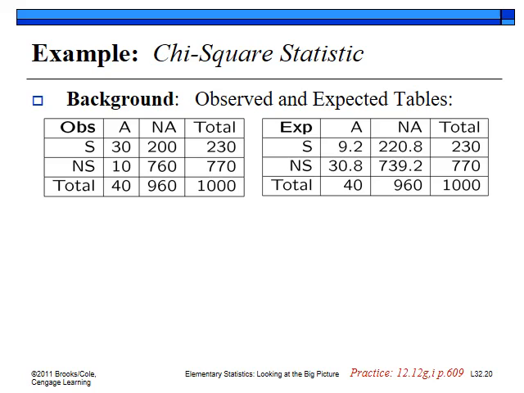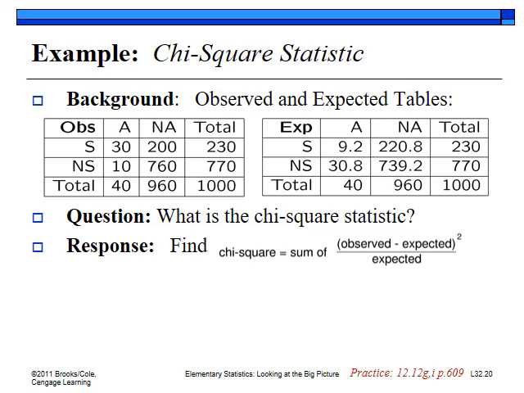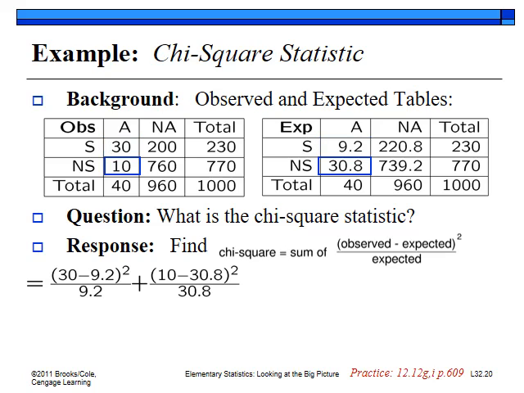So here is our smoking and alcoholics example. What's the chi-square statistic? Well, we have 4 cells that we care about, so it will have 4 components. We'll find each of those components and then add them up. For the first component, we subtract observed minus expected, that's 30 minus 9.2. We'll square that result and divide by the expected value. Then we'll add, going to the next cell, the observed of 10 minus the expected of 30.8, all that squared, divided by the expected, which is 30.8.